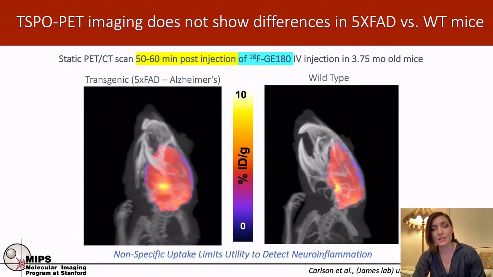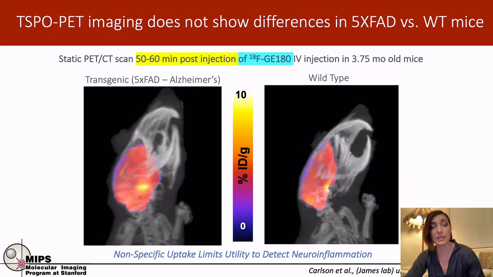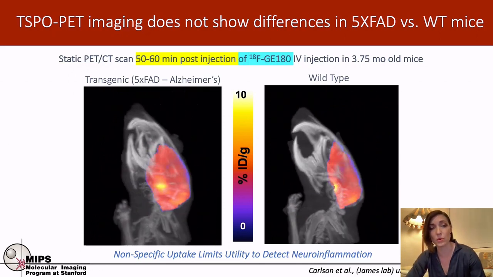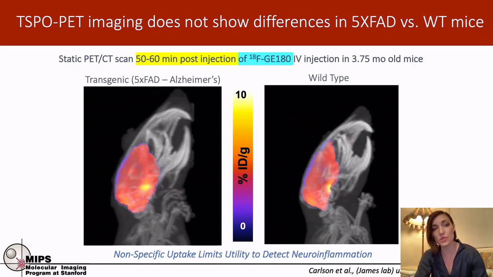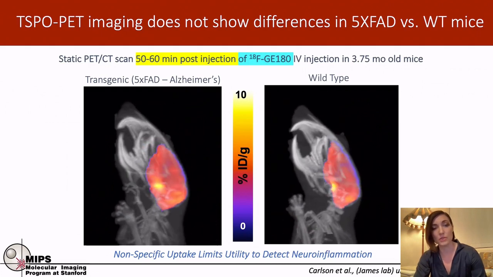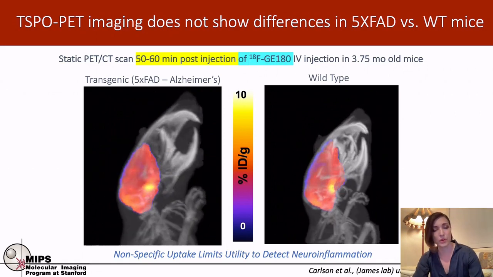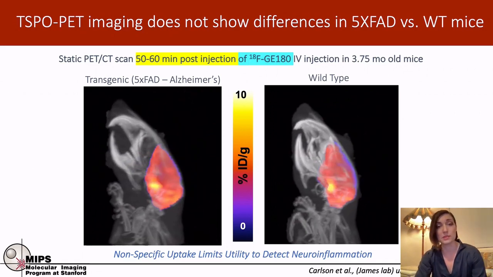Then we compared, in the exact same mice, imaging with a TSPO PET agent here, GE180, which is an excellent radiotracer for rodents, not great for humans, but excellent for imaging TSPO in rodents. Unfortunately, we couldn't really tell the difference between the transgenic and the wild type mouse at this time point. We know at 6 months we start to see very robust differences with GE180 or other TSPO tracers.